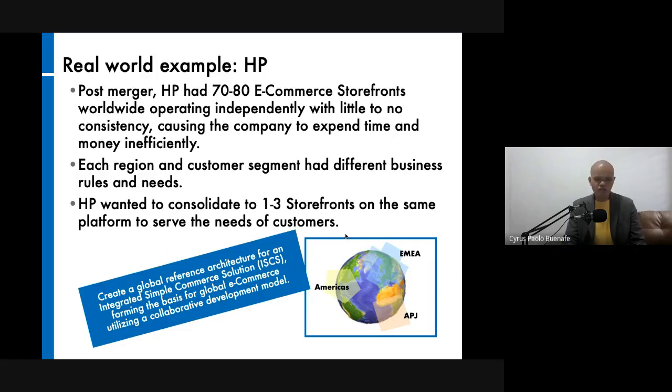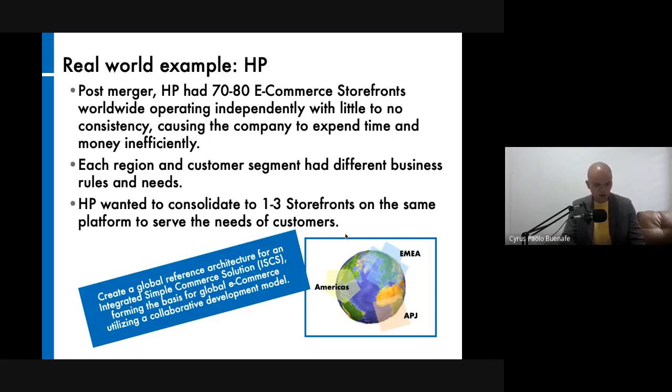So HP at that time would really want to consolidate from 70 to 80 into one to three storefronts, representing the three major regions of the company. So you have APJ, this refers to Asia Pacific and Japan, EMEA, Europe, Middle East and Africa, and the Americas, North and South America. So their target is that they want to create a global reference architecture for an integrated, simple commerce solution, forming the basis for global e-commerce, utilizing a collaborative development model.